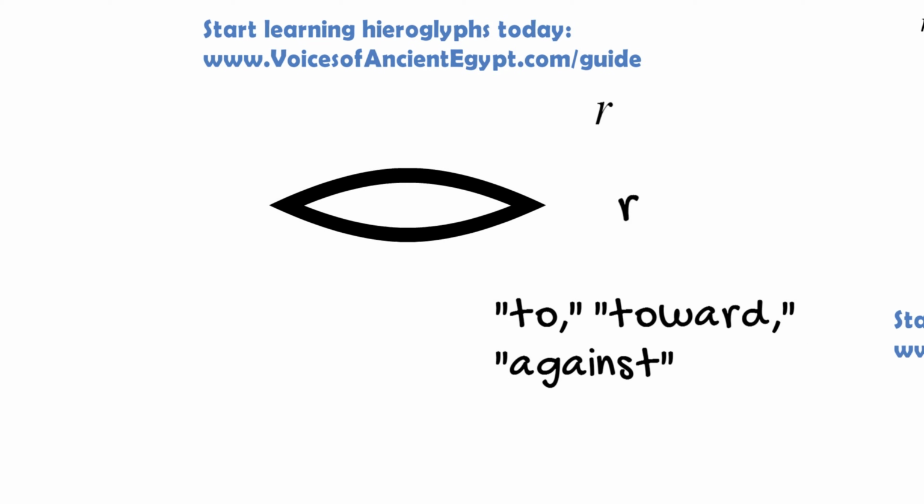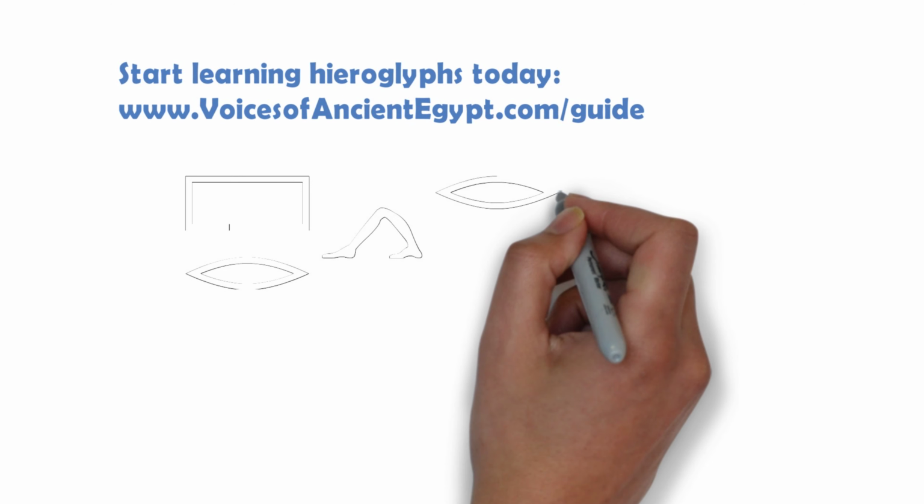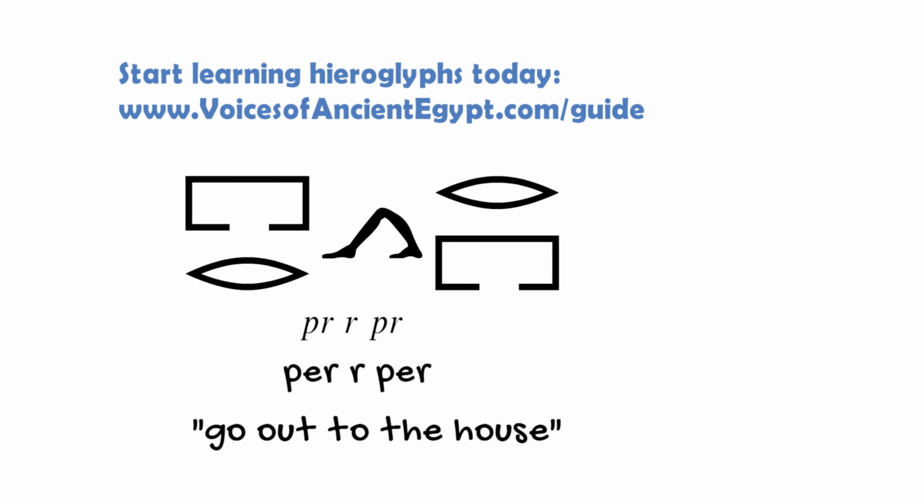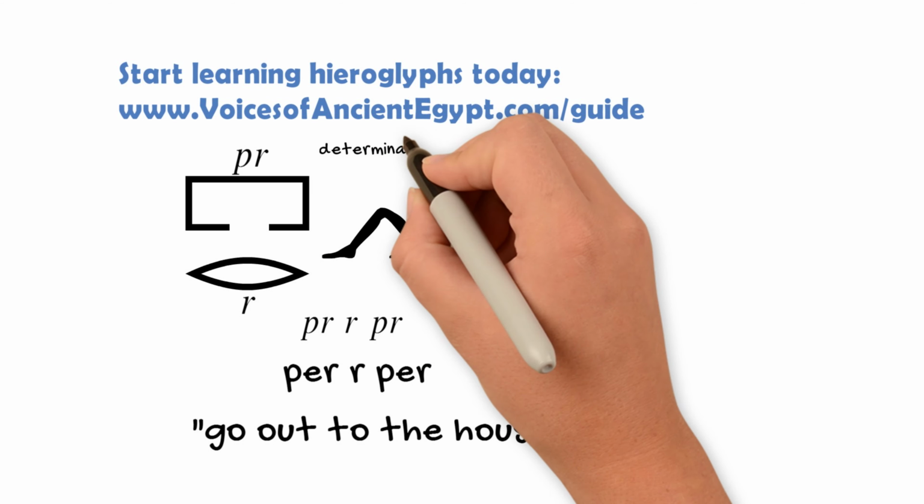All right, so for example, you could talk about going to a place and you would use the R for that. You might go to a house or something like that. All right, so there's R for you.